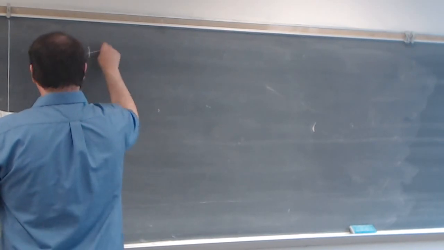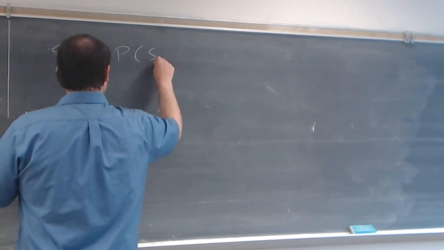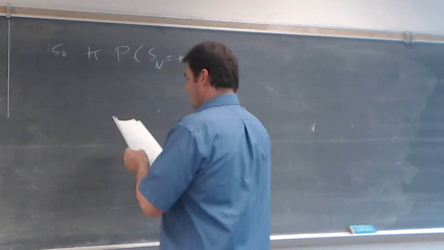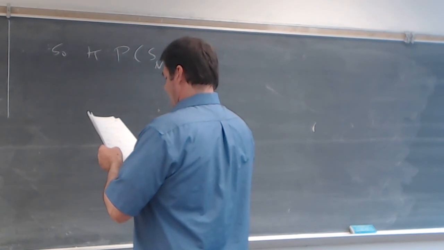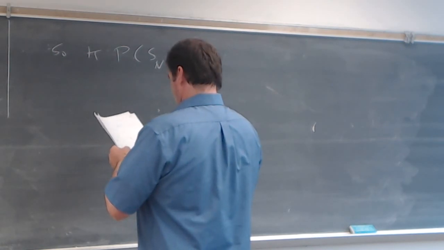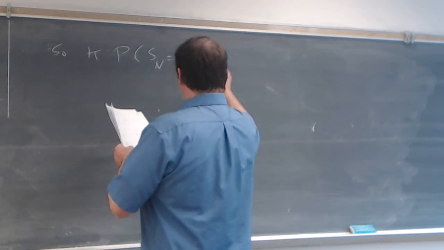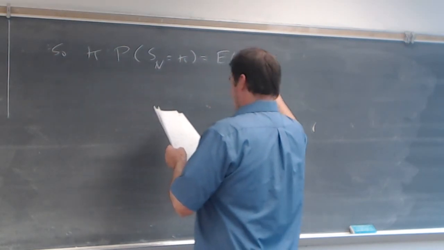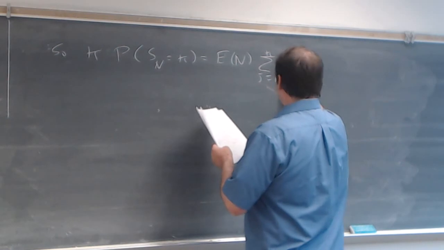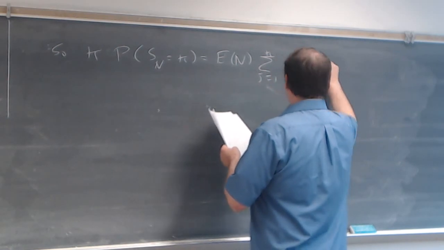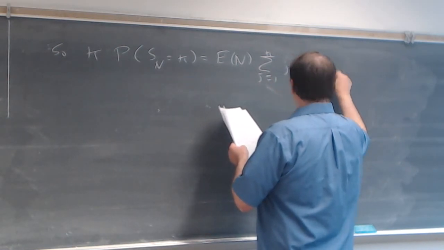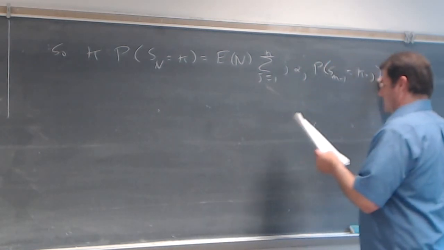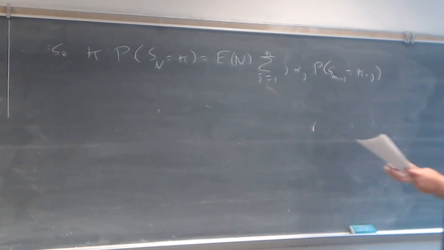So, k times the probability that S of n equals k is equal to the expected value of n times the sum as j runs from 1 to k of j times alpha sub j times the probability that S of m minus 1 is equal to k minus j. That's what we have. Alpha sub j is written there.